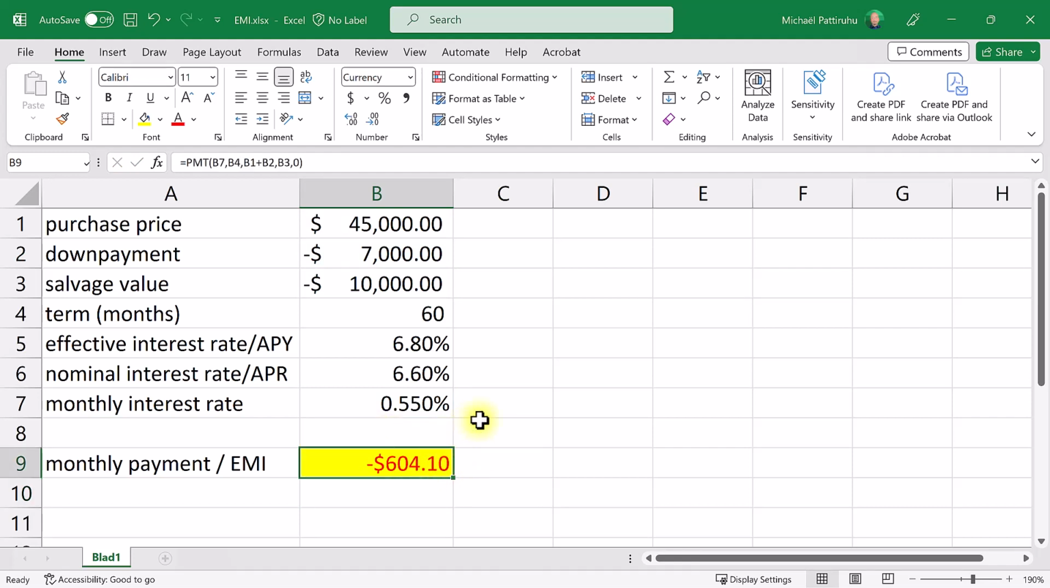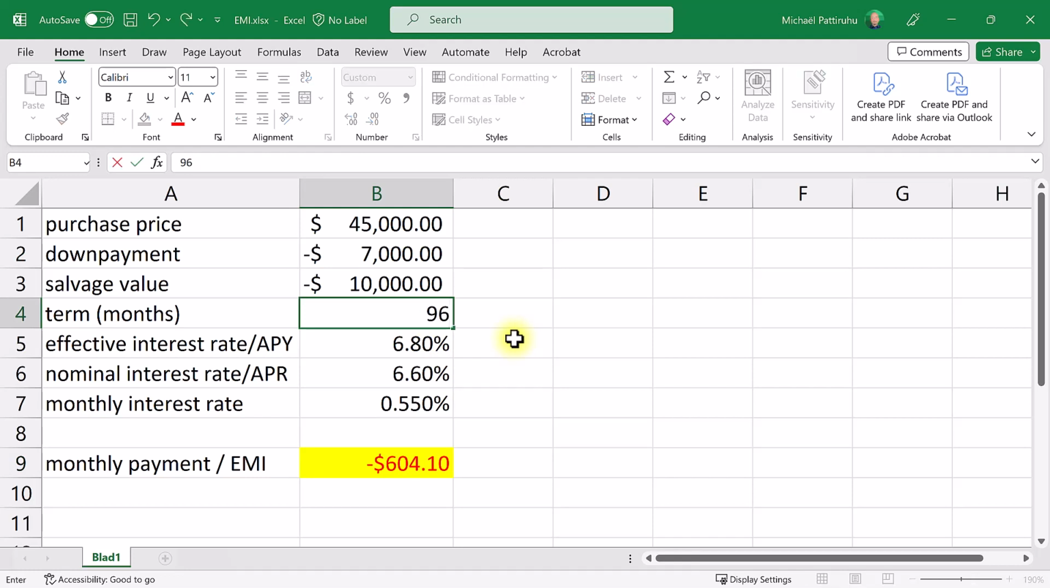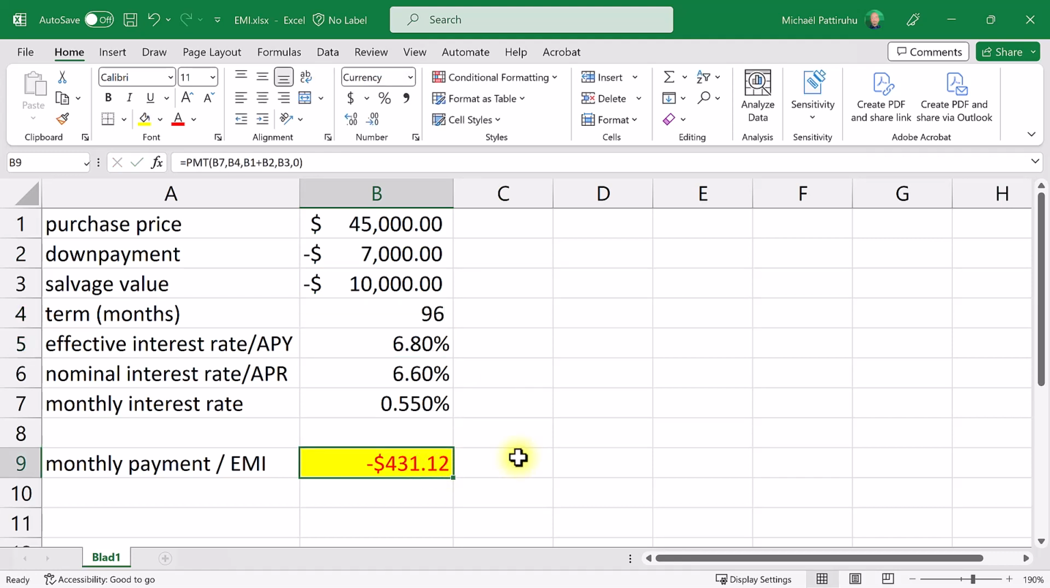My monthly payment will be a little over $600. And now I can change the numbers to see what it does to my monthly payment. Let's say instead of 5 years, I'm going to pay off my loan in 8 years, so 96 months. Enter. Now my payments are not $604, but $430. And this is how you calculate the monthly payment of a loan.